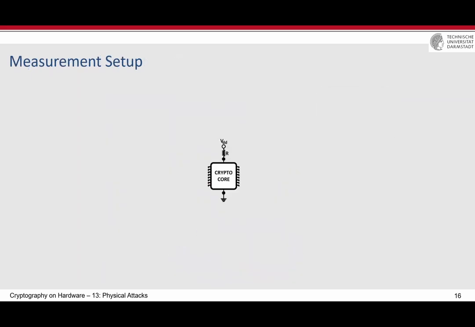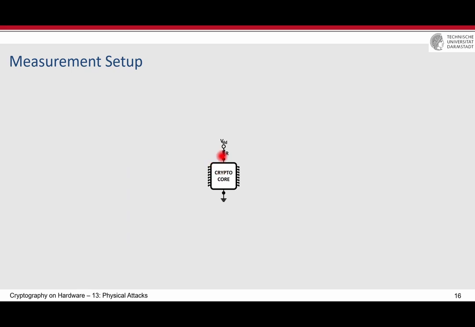This is, for example, the chip. We have a cryptographic core, a cryptographic device. We put a resistor into the VDD pad or in the ground pad. Then when the VDD is fixed, for example 1.2 volt, the current passing through the cryptographic device depends on this operation. And then you want to turn this to voltage and measure it with some oscilloscope.